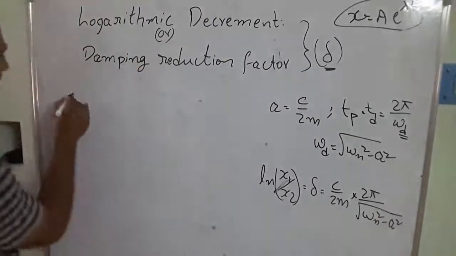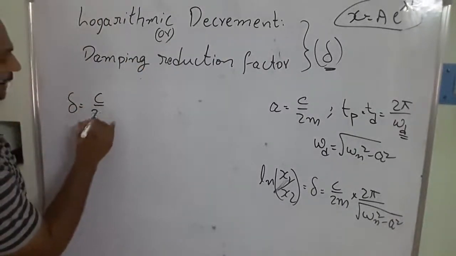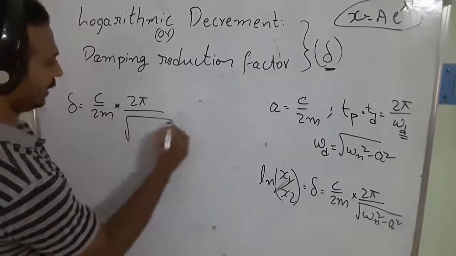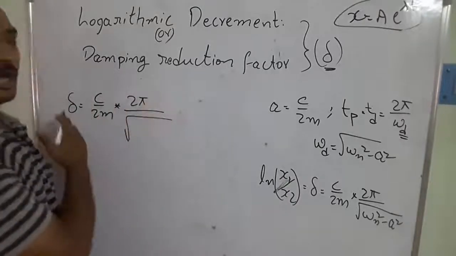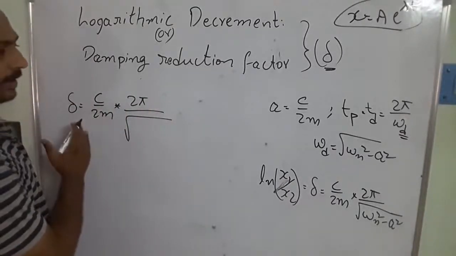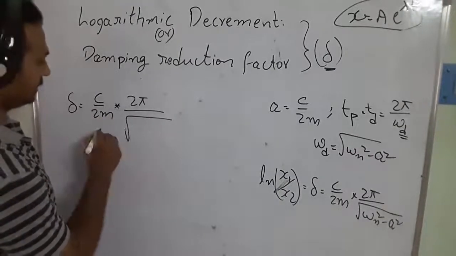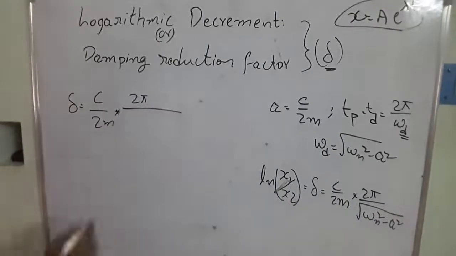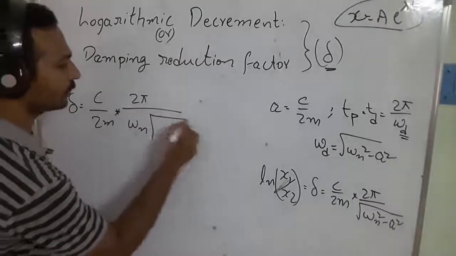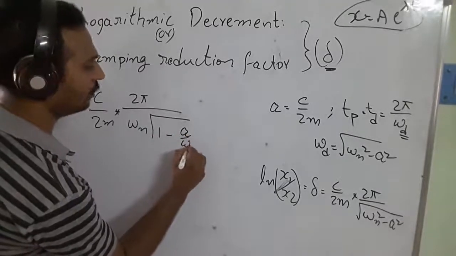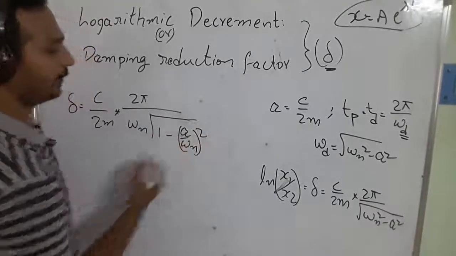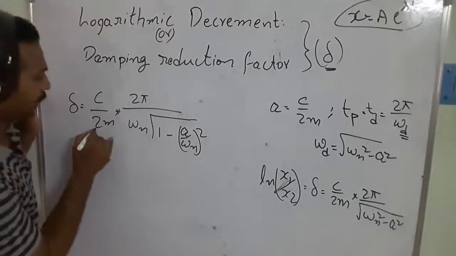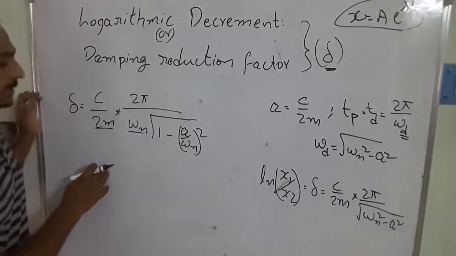From this one, delta is equal to, what is the formula? c by 2m into 2 pi divided by the square root of, I am going to be taking omega n outside. If I am going to be taking omega n outside, what is the formula I am going to be getting? This is going to be omega n times the square root of 1 minus (a by omega n) whole square. Right? Then if you are going to be taking the simplification, this 2m omega n is there. Alright? So then what is the formula?